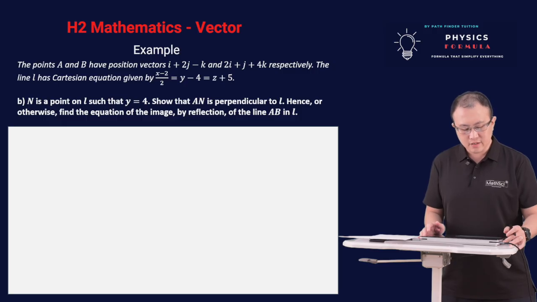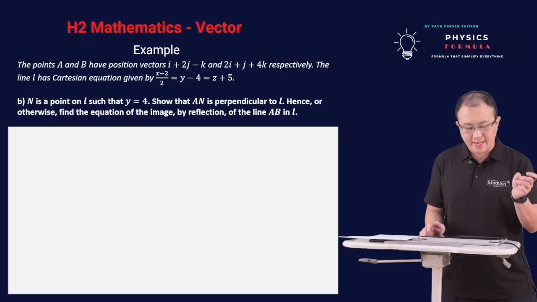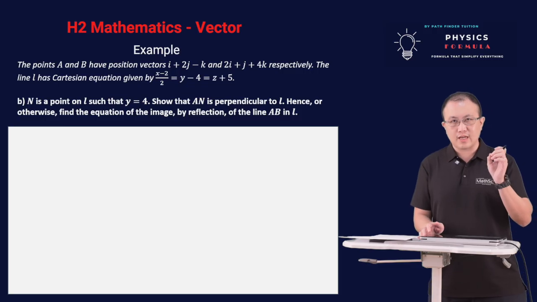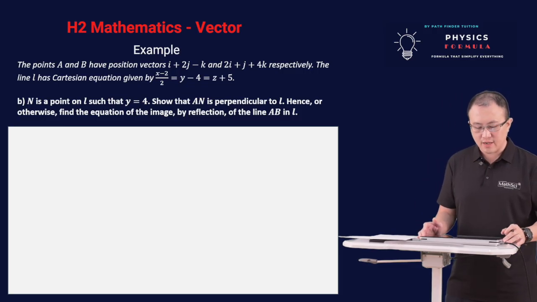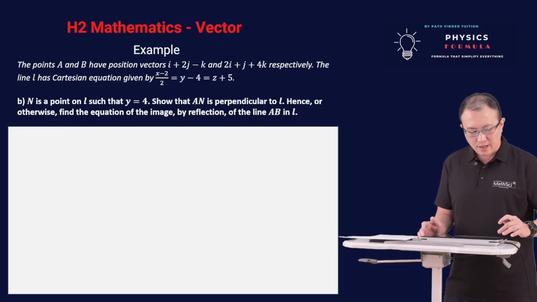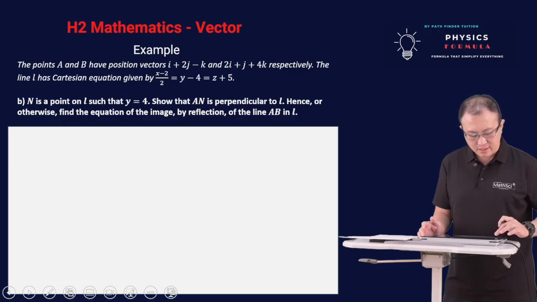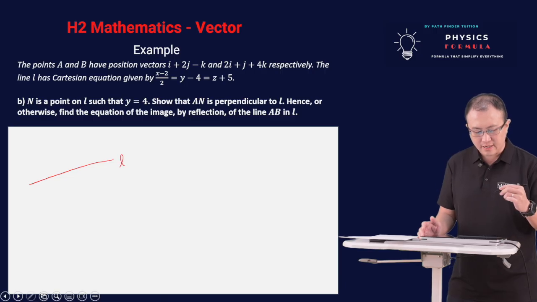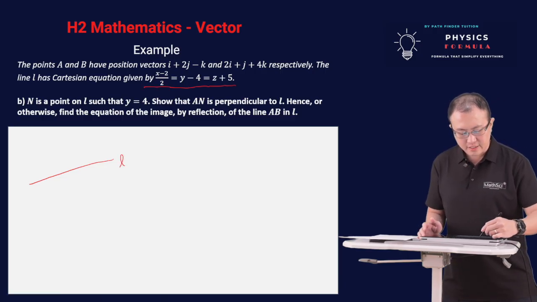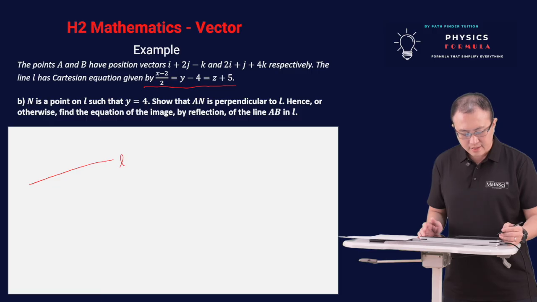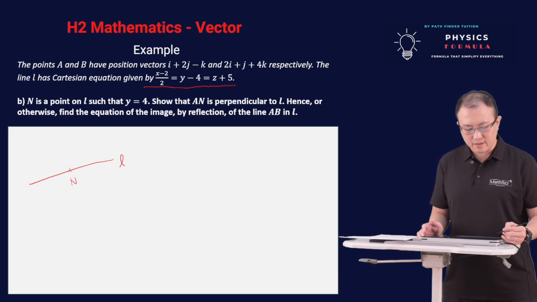So in part B, you are asked to find this point N, and after which they ask you to show that AN is perpendicular to L. So how do we do that? Let's start by drawing out the line first. So imagine this is line L. So the equation is given by this. This is the equation of line L. Then we have a point N over here. This N lies on the line L, where y is equal to 4.